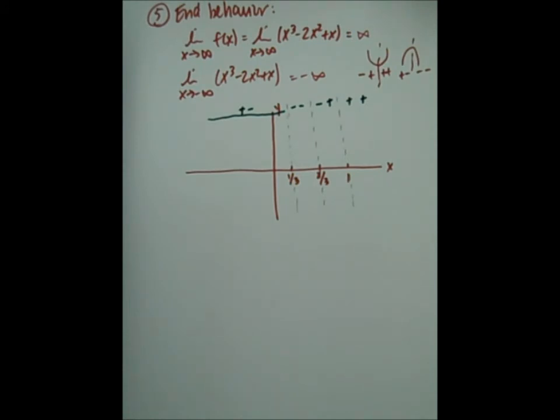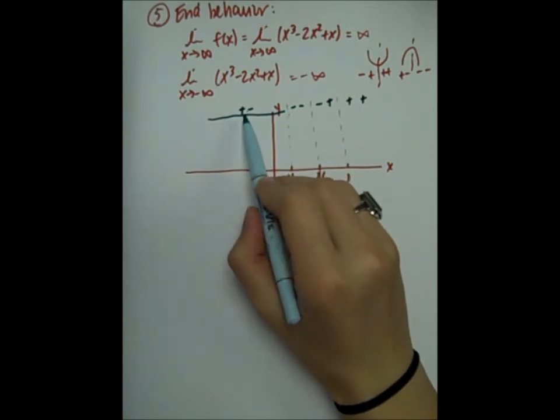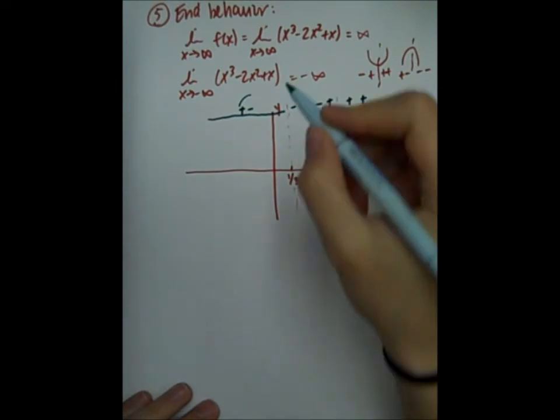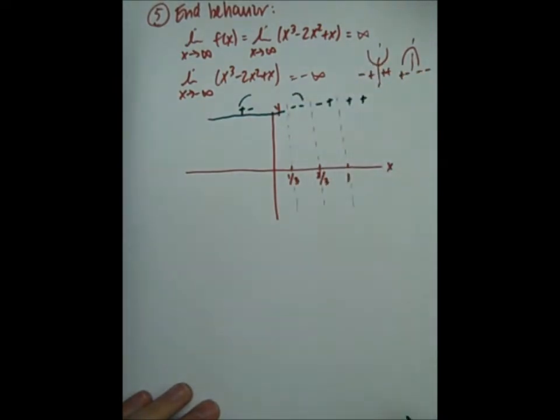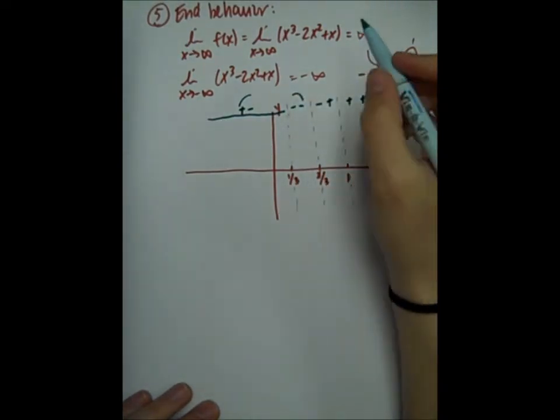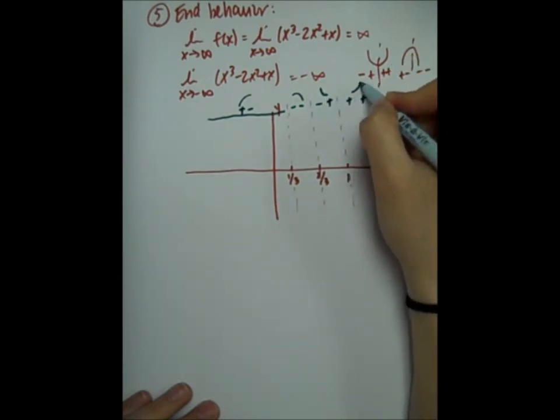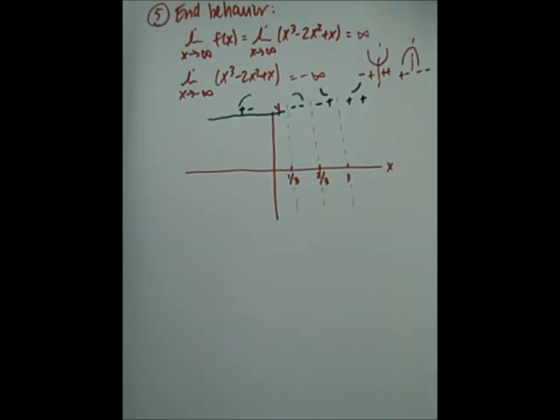So I have all of that. So let's write down what this means. Plus minus was this shape. Minus minus was this shape. Negative plus was this shape. And plus plus was that shape. So now I have all my shapes.